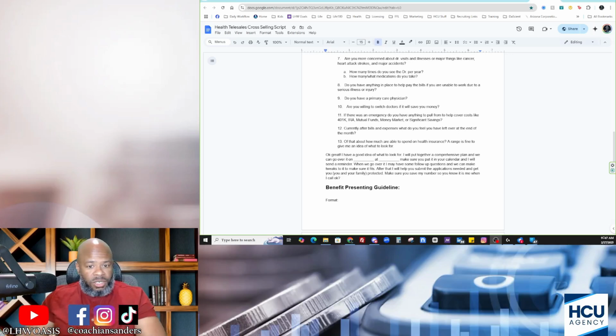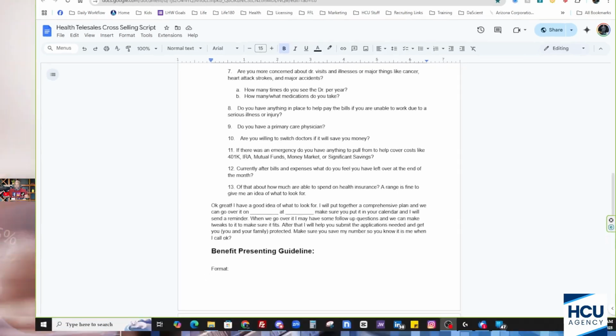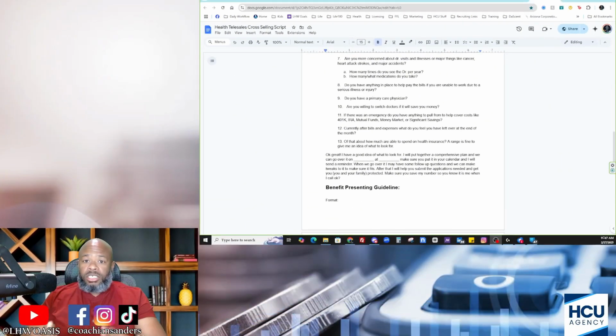All right, so the next one is, currently, after bills and expenses, what do you feel you have left over at the end of the month? This is setting up for the next question here, which is, of that, about how much are you able to spend on health insurance? And a range is fine to give you an idea of what to look for. Now, you're really going to want to know that, because you don't want to put them in a plan that's too cheap or too expensive.